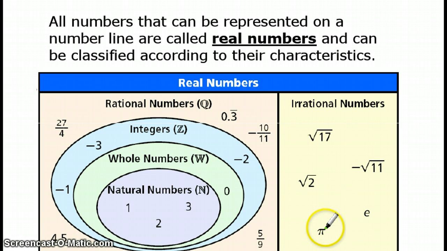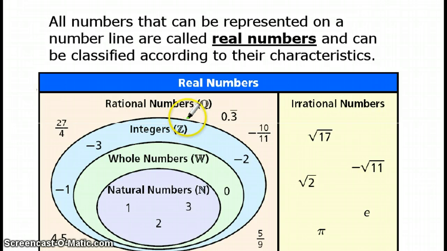Obviously the most famous is pi, another one is e. The square root of 2, if you tried to find out what number times itself would give you 2, you couldn't. You could not give us an accurate number. Square root of 17. These are all examples of irrational numbers. They cannot be represented with either a terminating decimal or a fraction.